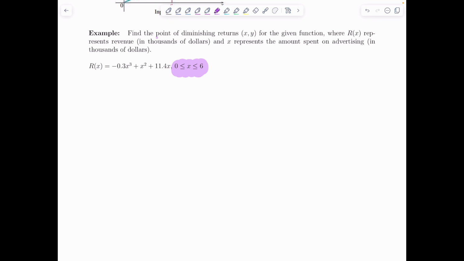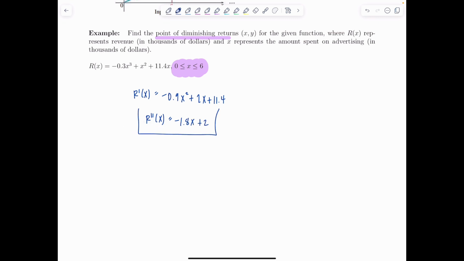So as soon as you see they want the point of diminishing returns, you go up, they want the inflection point. So I need to take two derivatives. So first derivative, R prime of x is negative 0.9x squared plus 2x plus 11.4. And keep it going, one more, round 2. R double prime of x is going to be negative 1.8x plus 2. Okay, so to find the inflection point, first I need to see where R double prime is 0 and where R double prime does not exist. It exists everywhere, so I'm not going to get any from here.